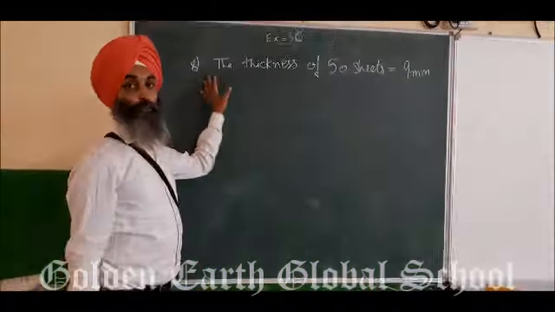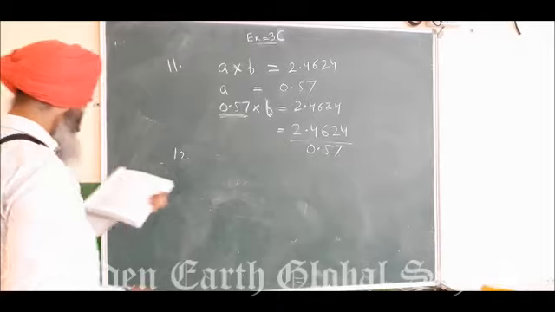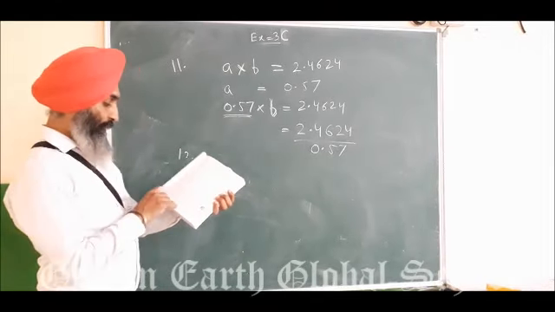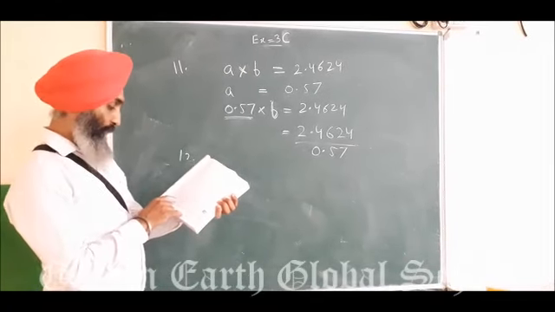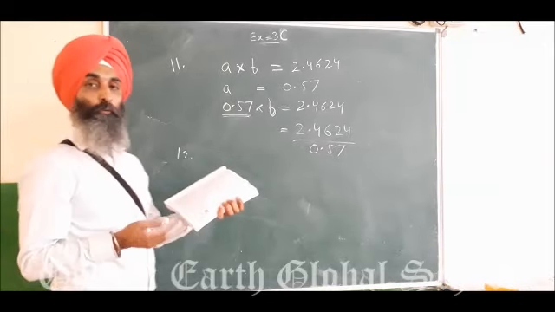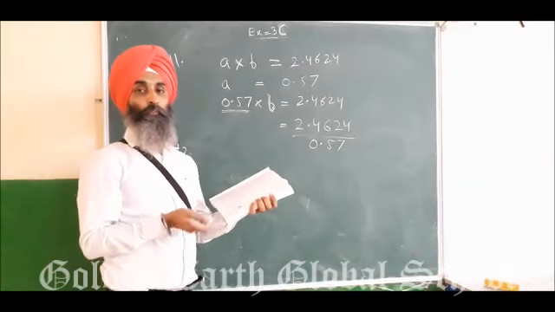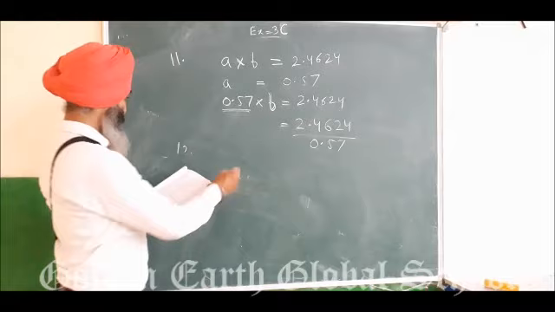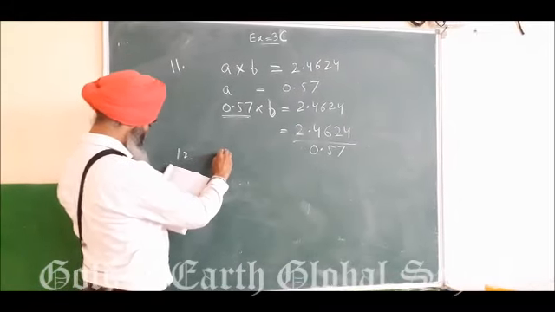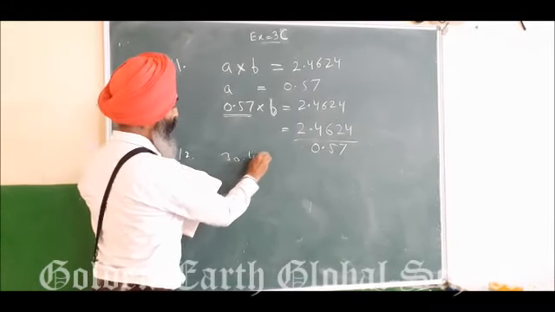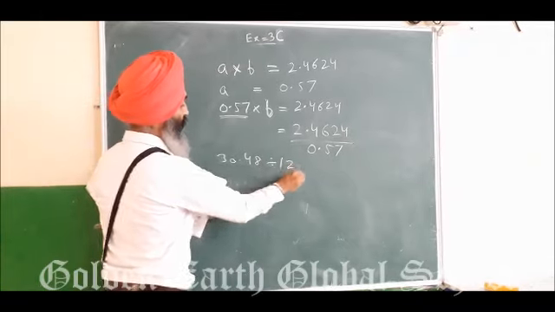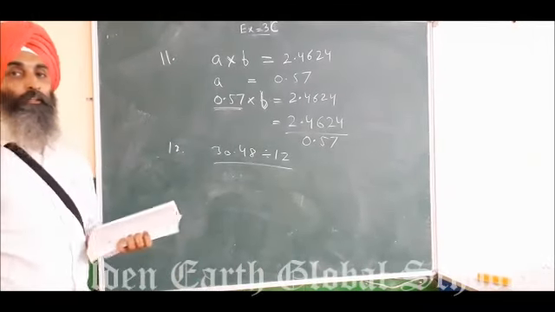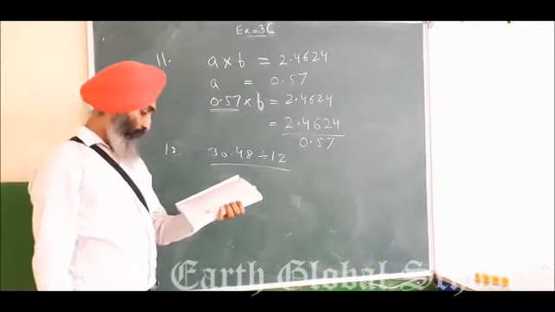Now in the next part, the 12th question. In the 12th question, a rope which is 30.48 meter long is divided into 12 equal parts. So it means we have to divide by 12. Simple. So there is nothing to explain. So we have to divide it by 12. You can make the statement by yourself. It is a simple question.